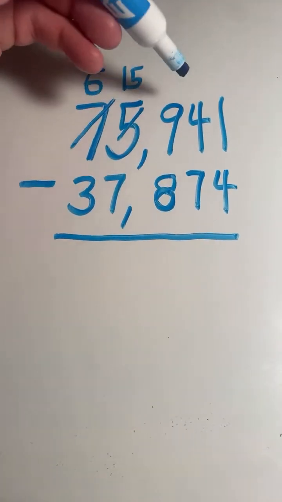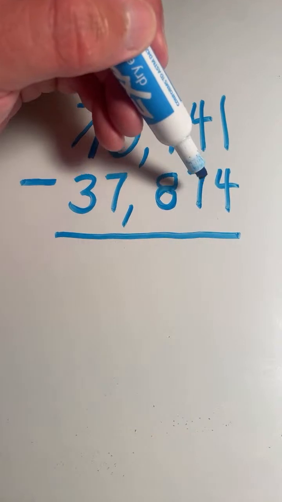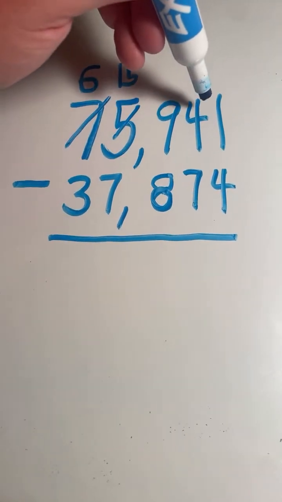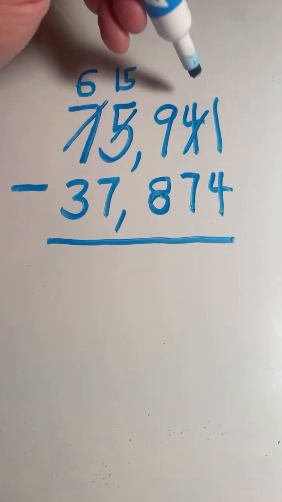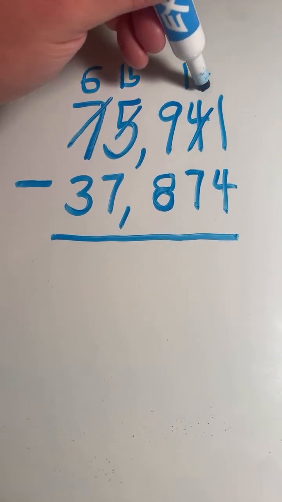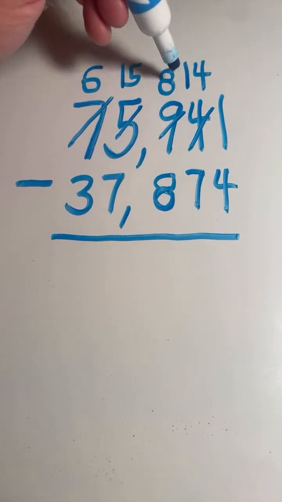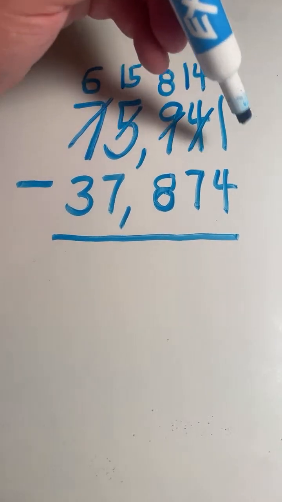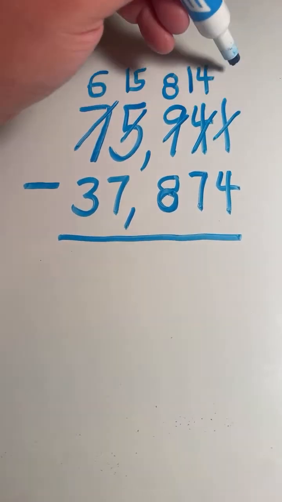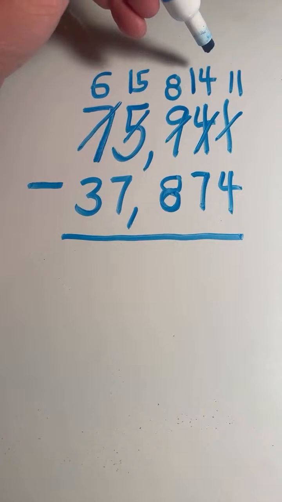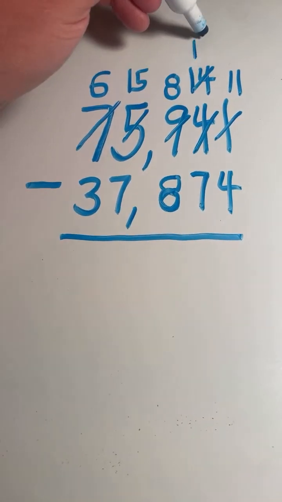9's bigger than 8, so we don't need to regroup there. You can't start with 4 and take away 7, so we have to take a 10 from the hundreds place. The 4 will become a 14, and then the 9 will become an 8. Can't start with 1 and take away 4, so that 1 becomes an 11. And that 14, we have to take away 1, and it's going to become a 13.